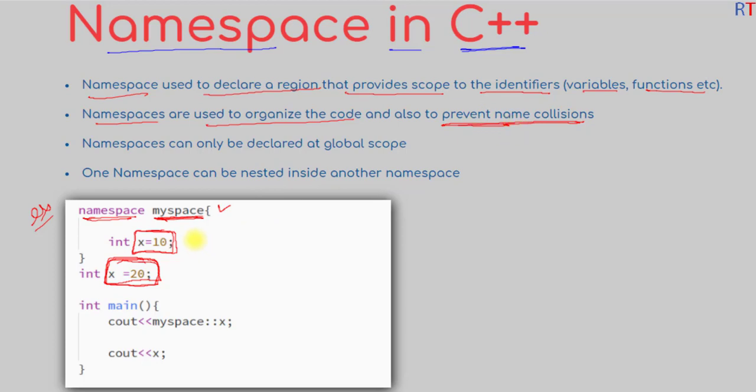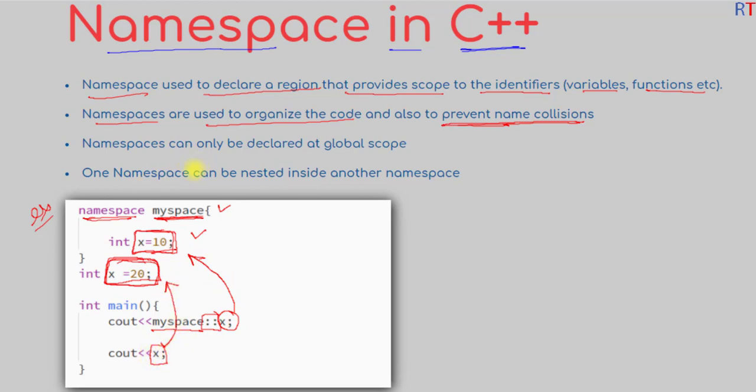And to access the variable inside the namespace, we have to use the name of the namespace, then the scope resolution operator, and then the variable name. This way we can access the variable inside the namespace, and we can directly access the variable outside of the namespace.